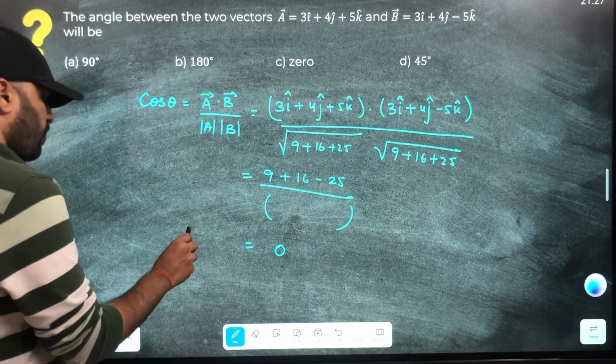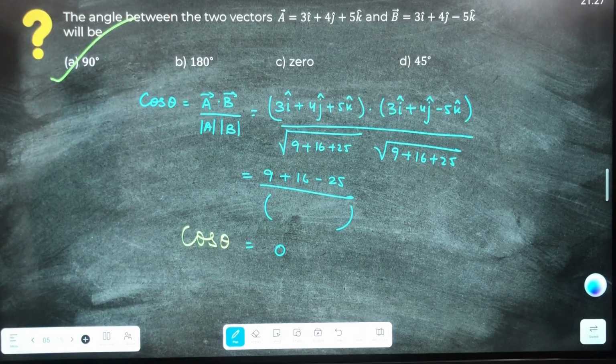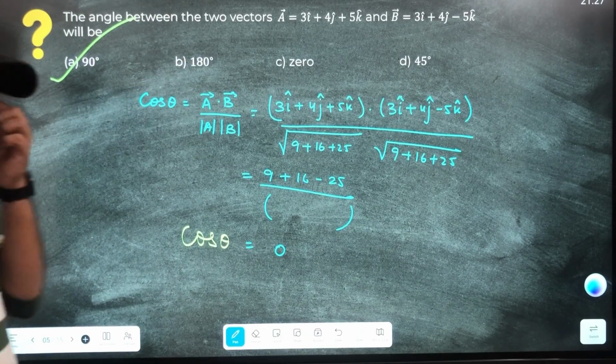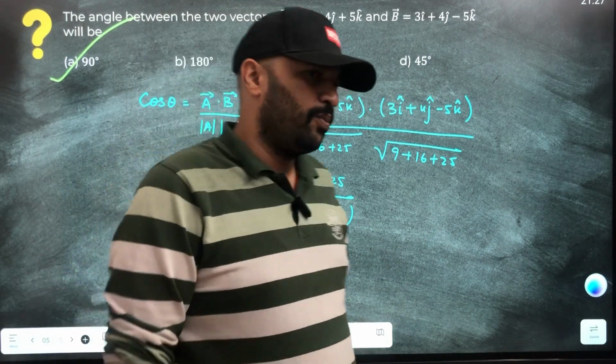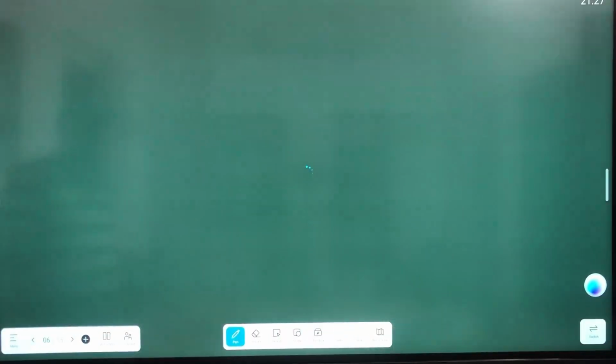Cos theta is 0. For what angle is cos theta 0? Be very careful, it is 90 degrees. So option A is correct in this case. Clear? For what angle is cos theta 0? 90 degrees. So both the vectors are perpendicular to each other, right? Let's see the next question.